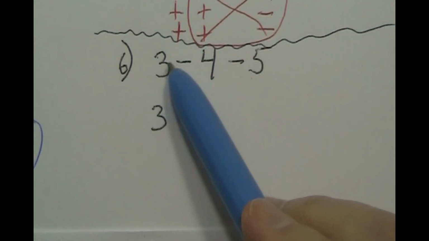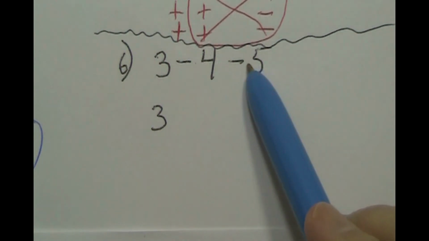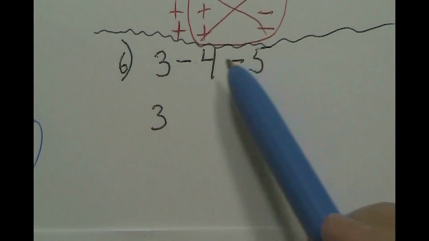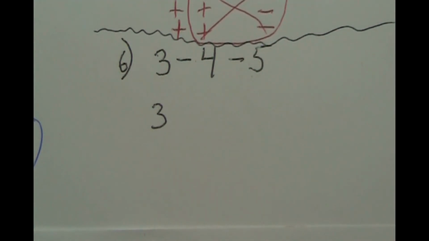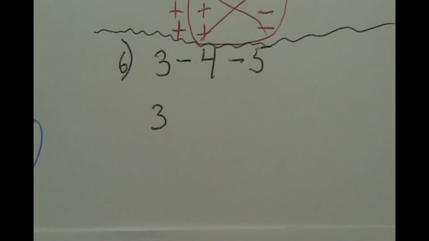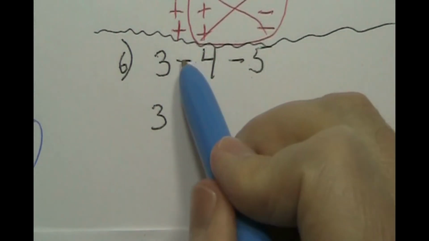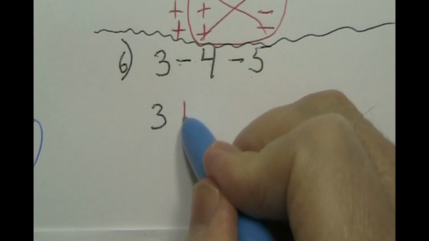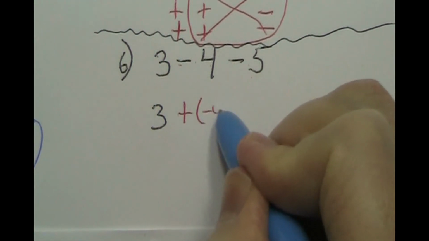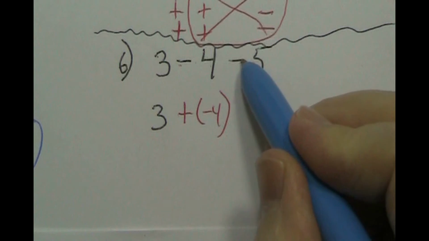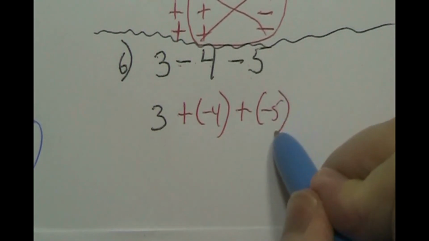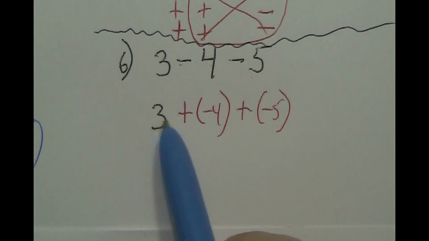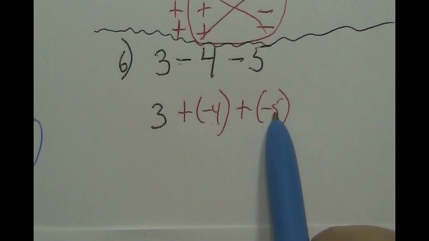Three positive, 4 negative, and then 5 negative. 3 take away 4, then take away 5. So you could rewrite that. Add the opposite. So 3 positive, 4 negative, and then 5 negative.